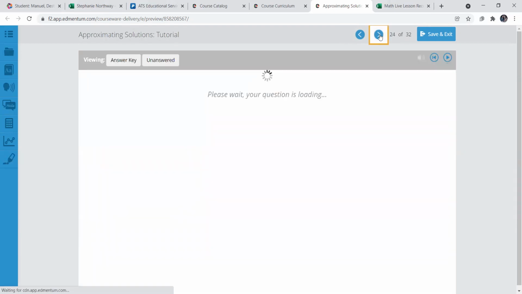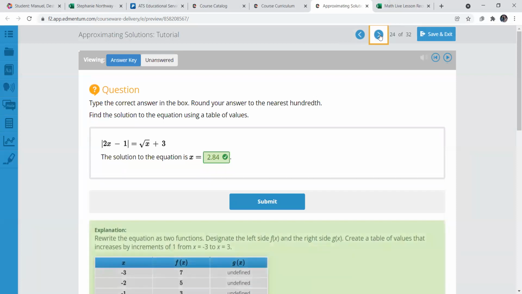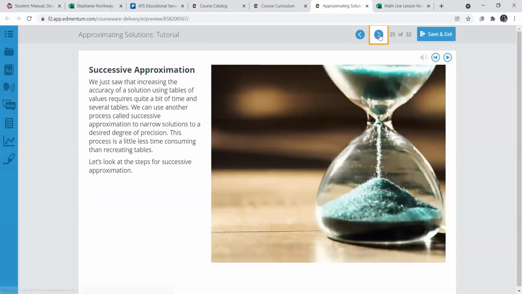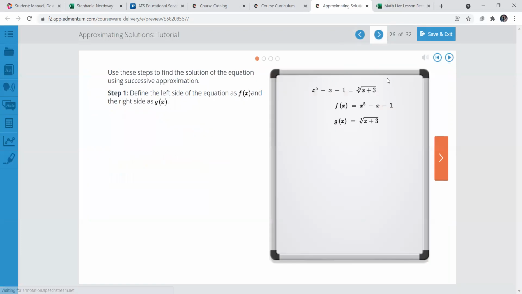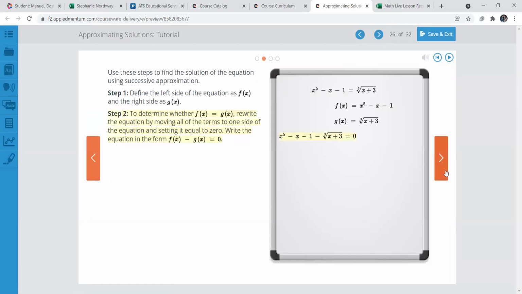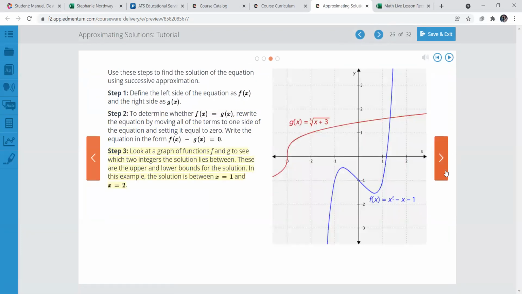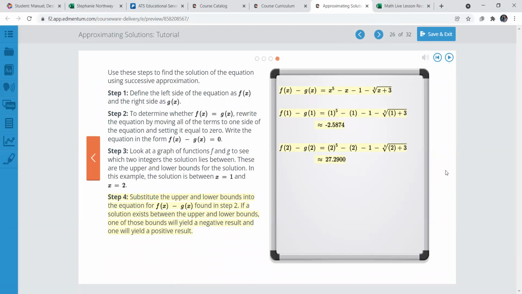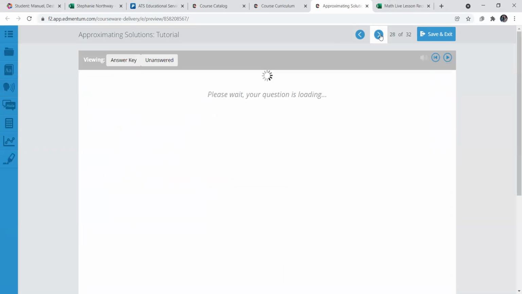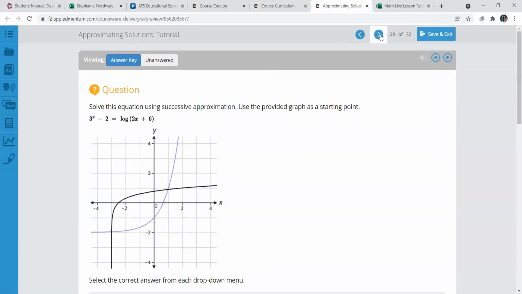Okay. Let's go to the next part. And let's see this. So this is just showing you different examples of how you would solve it. So this one has one solution because they cross just one time. So both graphs cross each other one time. And let's go to the next part. Okay. So the questions, again, I'll have you do on your own.